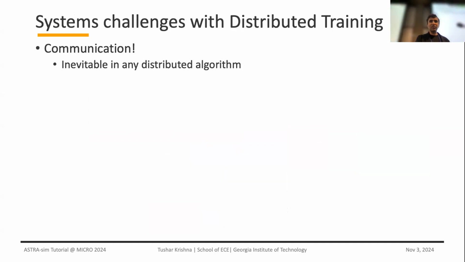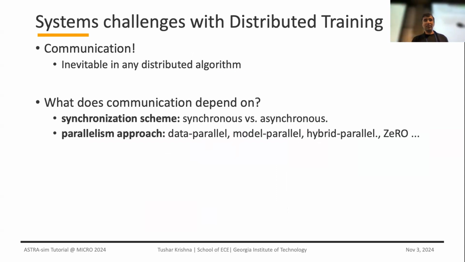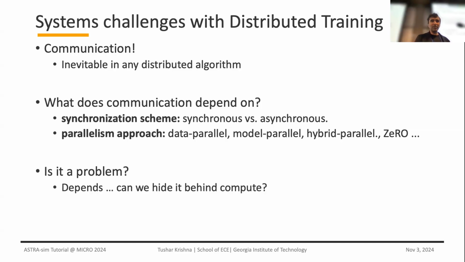So some of the systems challenges with distributed training are fundamentally around communication. That's inevitable in any distributed algorithm. And the communication really depends on several factors: the synchronization scheme, the parallelism approach. And one question we want to answer is, is that really a problem? The answer is, it really depends. It depends on whether you can hide the communication behind the compute. If you can hide the communication behind the compute and you're utilizing all of your expensive flops for just the computation, that's great. But if you cannot, then it starts becoming a problem.